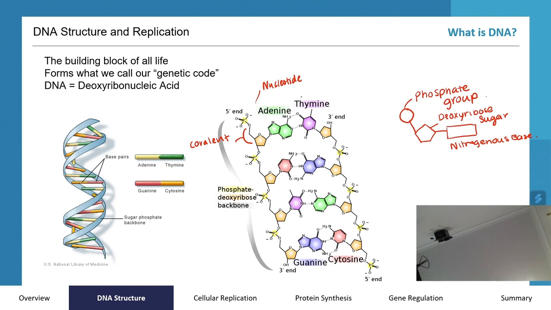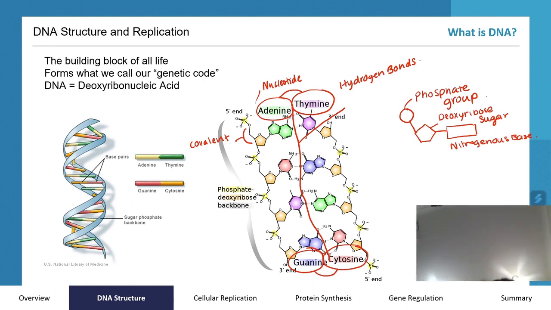There are 4 kinds of nitrogenous bases. We've got adenine, thymine, guanine, and cytosine. And adenine and thymine will always bind together. Guanine and cytosine will always bind together. Between the nitrogenous bases, connecting 2 strands of DNA together, we've got hydrogen bonds. And while hydrogen bonds are still quite strong, they can be easily broken by certain enzymes, which is going to be a pretty important component later on.